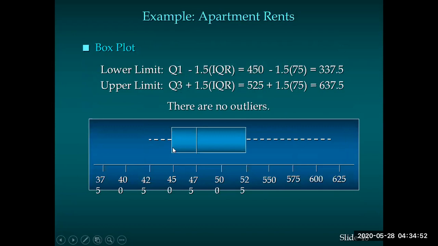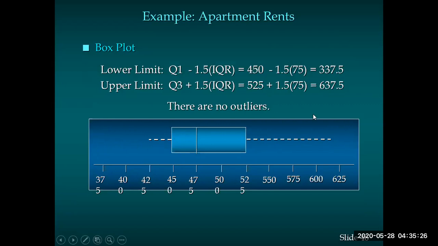So with this Q1, 1.5 times IQR has to be subtracted, and with this Q3, 1.5 times IQR has to be added. Now this will give us numbers to the right or to the left of this data. You can see 337.5 is my lowest value. You can't see the dashed line coming till this point. It's a little broken here. This should have been here, 337 point.